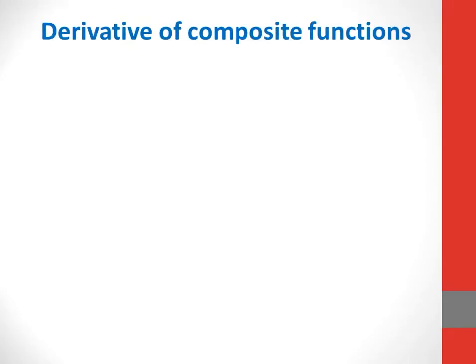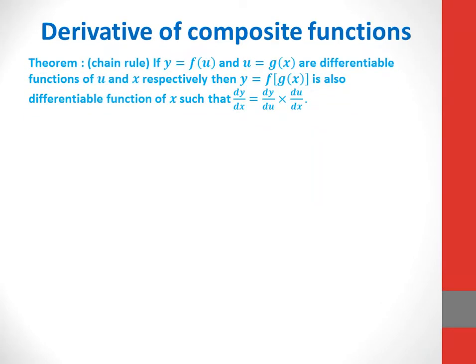So first of all we will recall the chain rule theorem here. If y is equal to f of u and u is equal to g of x are differentiable functions of u and x respectively, then y is equal to f of g of x is also a differentiable function of x such that dy by dx is equal to dy by du into du by dx.